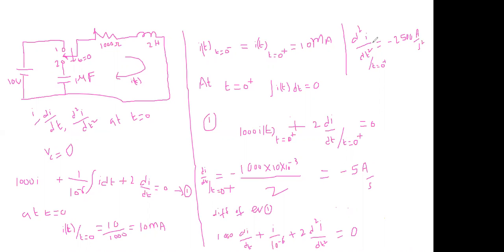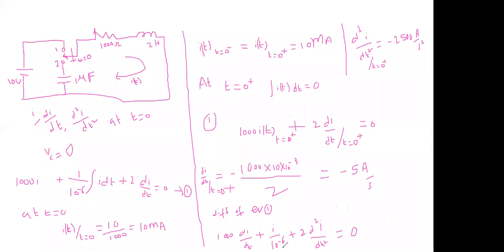Ampere per second square. This is the problem while solving. Calculate the initial values I, di by dt, d square I by dt square. Yes, substitution only. The di by dt value is minus 5. 1000 into minus 5 is minus 5000. So the I value is 10 milliampere.